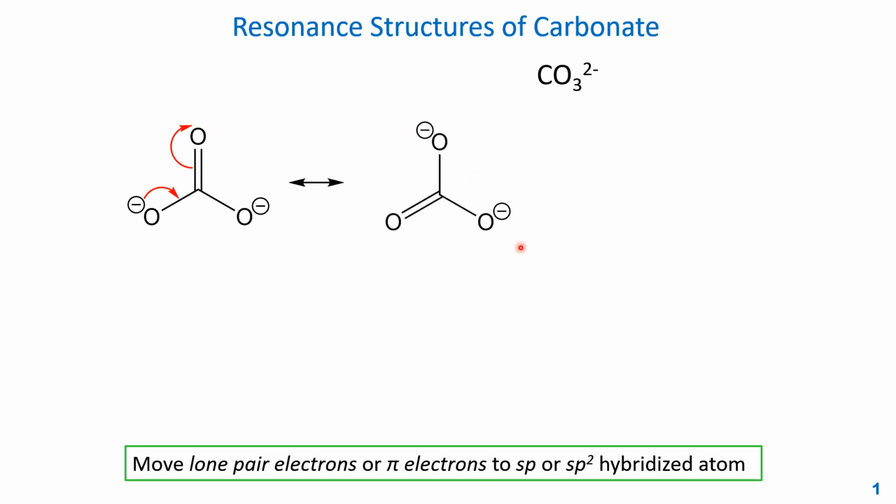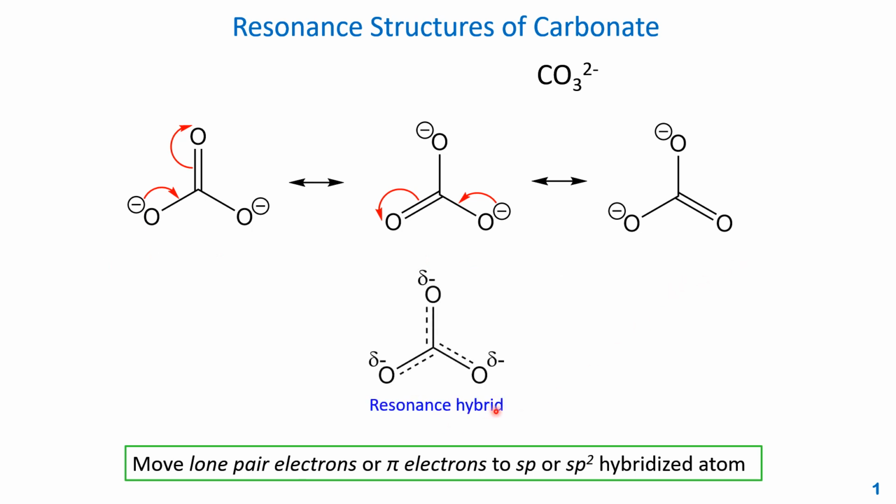And from this resonance, you can also draw another resonance, pushing this lone pair of this oxygen back. This carbon again is sp2, so this can push to here, form the pi bond, and break this pi bond. And then you can draw the third resonance structure. And the real structure of the carbonate is actually the hybrid of these 3 resonance structures.